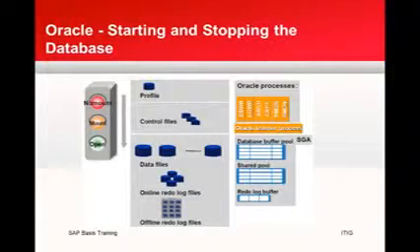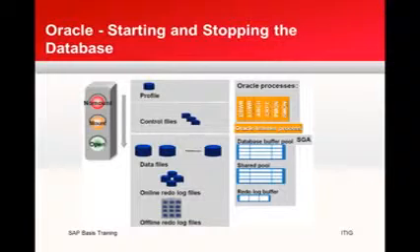Okay, next, in the center you can see the different types of files that are available. You have the profiles, the control files, the data files, the online redo log files, and the offline redo log files. On the extreme right side you can see the different Oracle processes: the DBWR, the LGWR, the archiving process, the checkpoint, the PMON, the SMON, and the Oracle listener process.